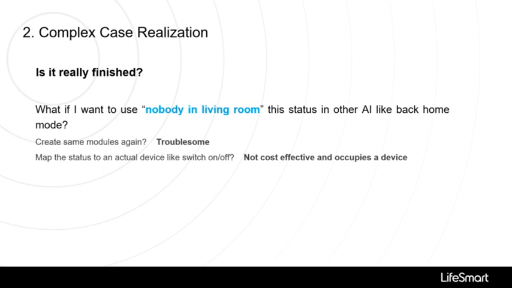Please remember that we should also design an AI scene for the back-home mode. For the back-home mode, as we mentioned before, it will also need the status of nobody in the living room as the trigger condition. So in this case, do we need to create the same modules again in the back-home mode?